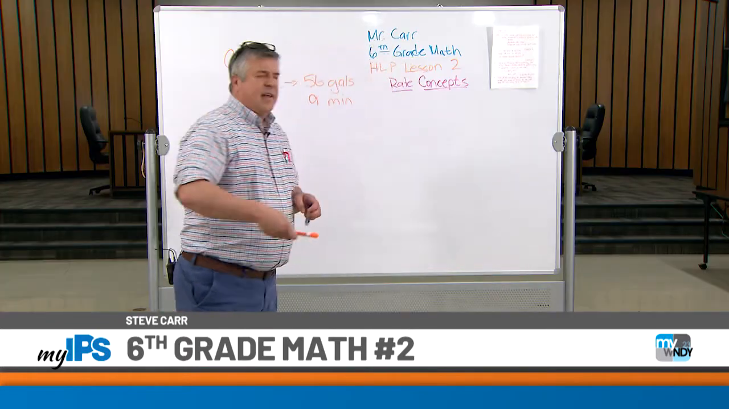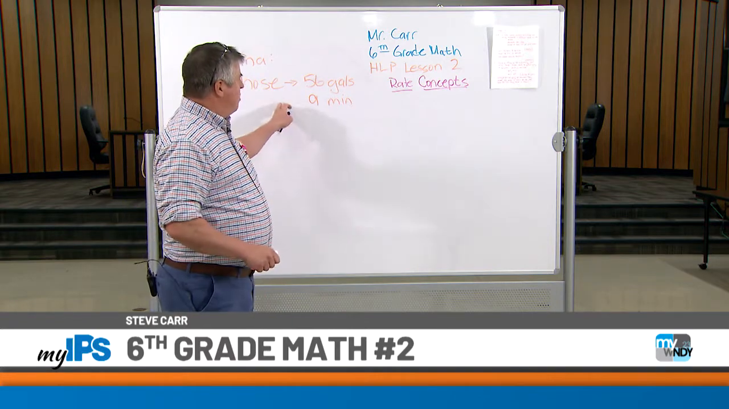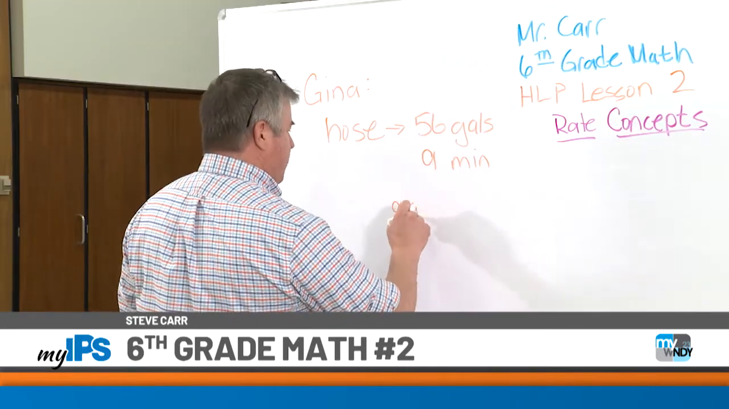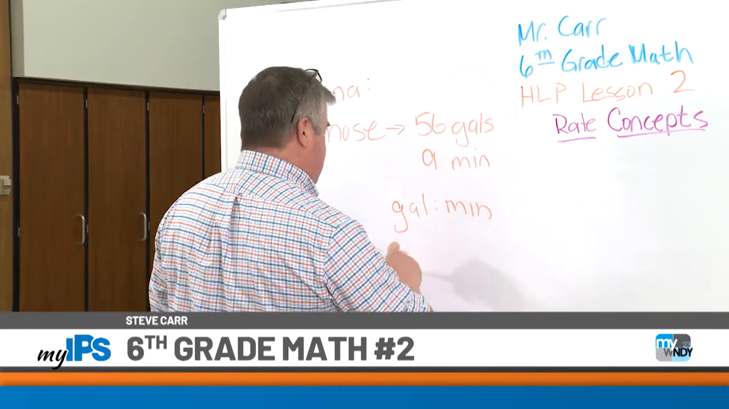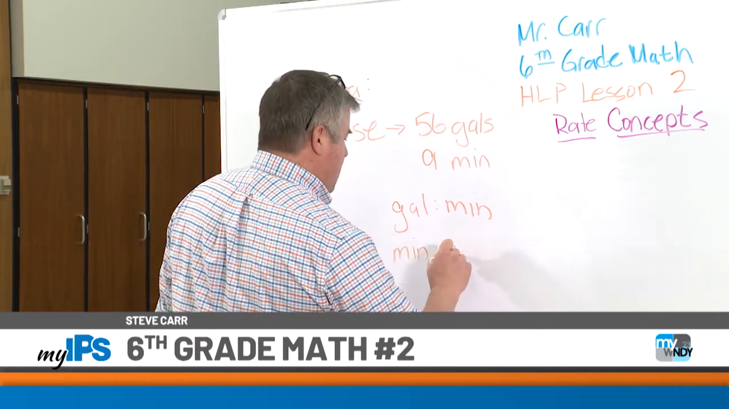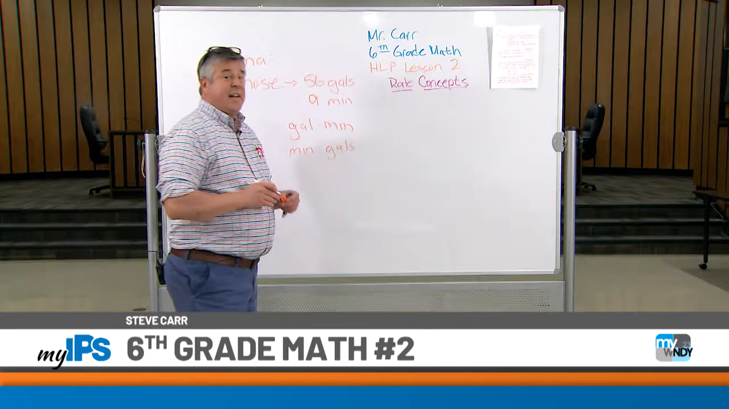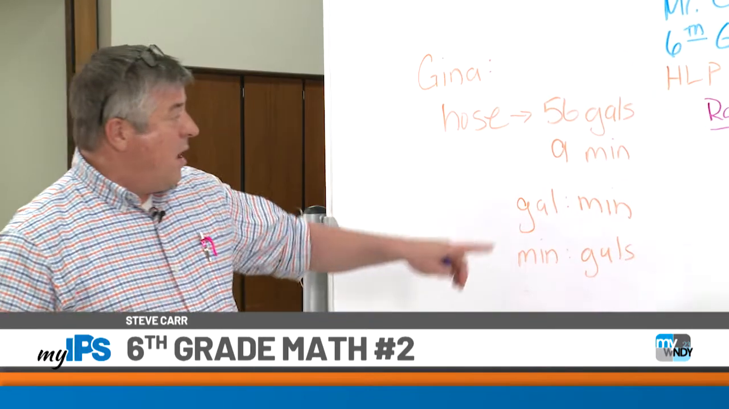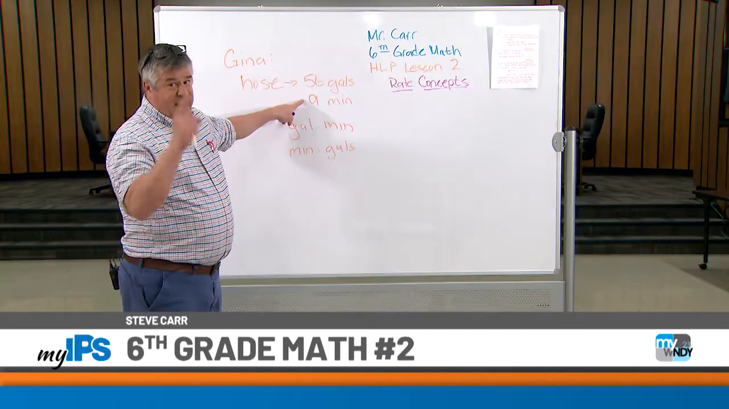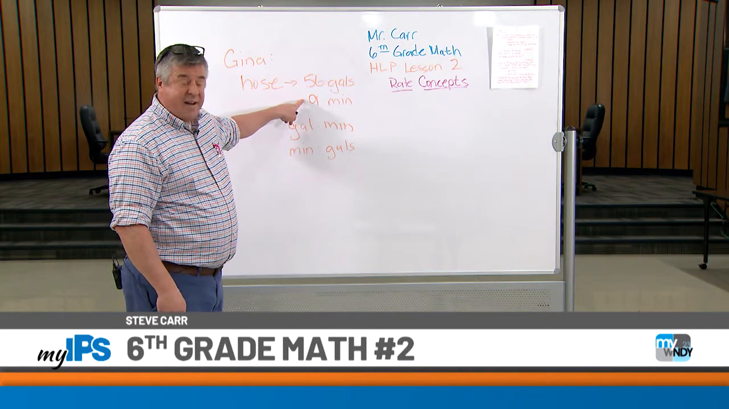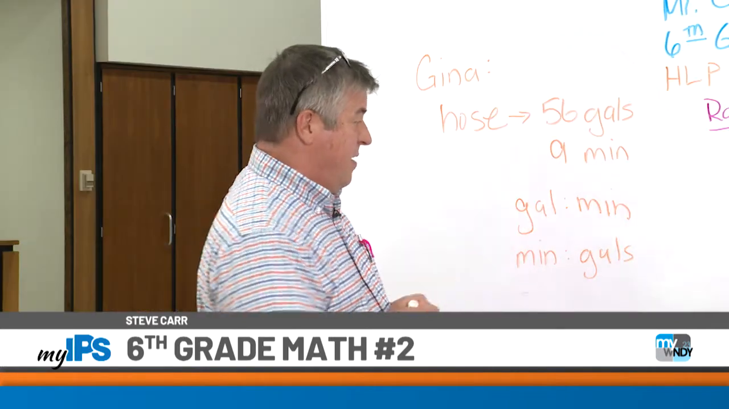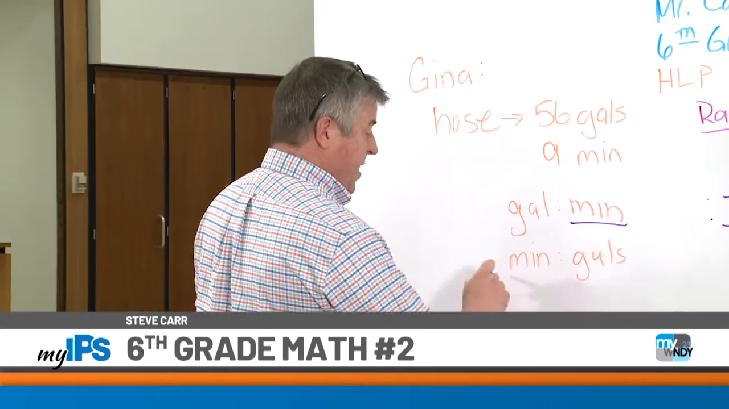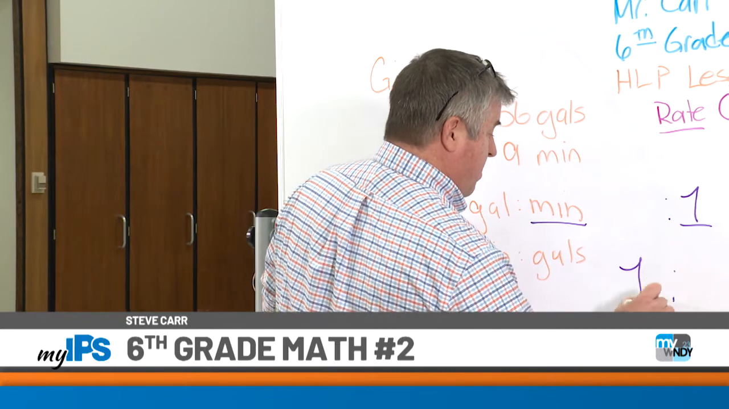What is the rate that the hose is emitting water, gallons and minutes here, in terms of gallons to minutes and minutes to gallons? Let's remember that the order always matters in ratios. Well, we've got 9 minutes. So if we want to find out how much for 1 minute, we're going to divide by 9. 9 divided by 9 is 1. That's minutes. So we've got 1 minute.